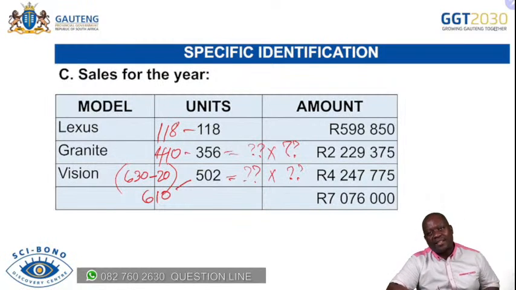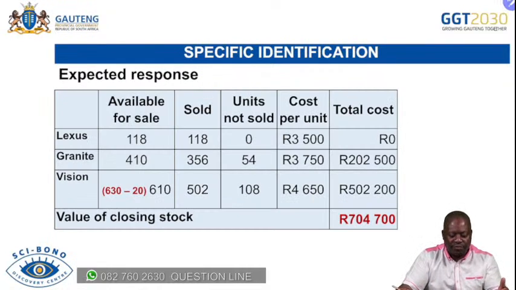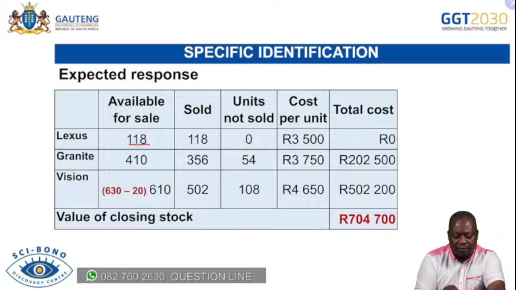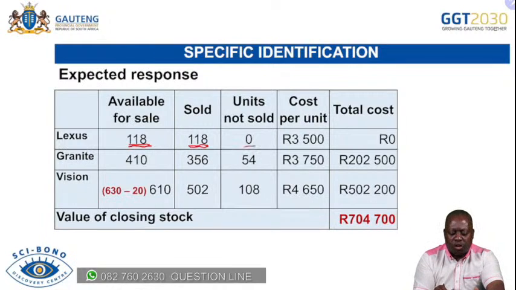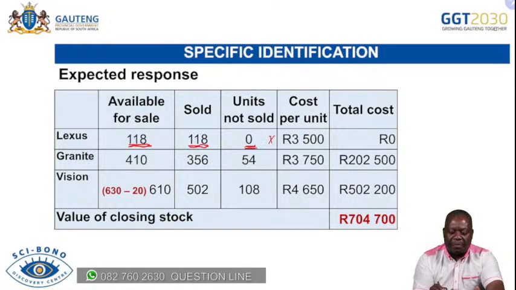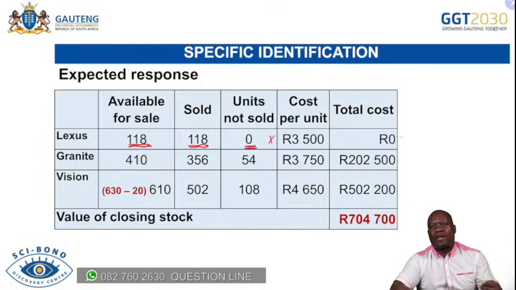Okay, what is the expected response going to look like when you are dealing with this? Check here. Lexus, how many are available for sale? 118. How many have been sold? 118. So how many are not sold? 0. So we multiply 0 times the price per unit and we get our 0. Nothing is still there. So there is no closing stock value when it comes to the Lexus model because all of them have been sold.